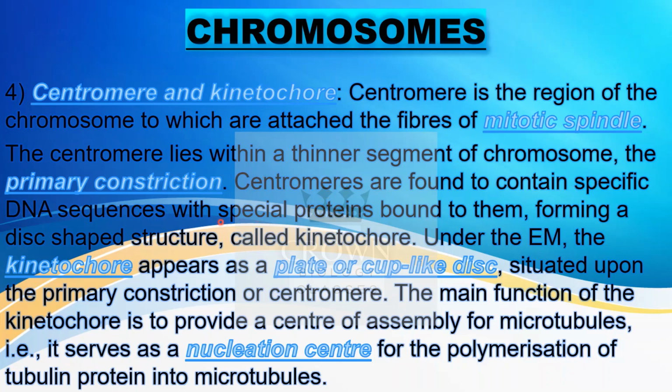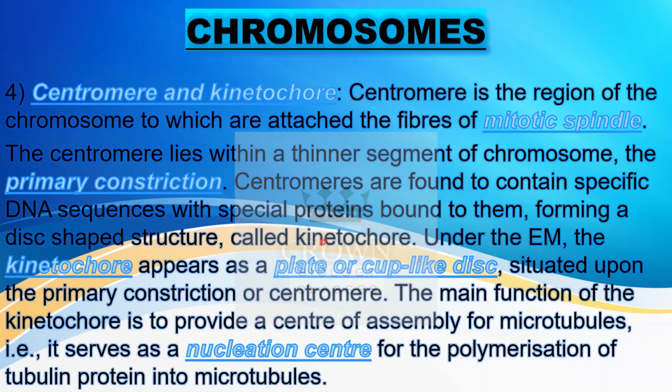Centromeres are found to contain specific DNA sequences with special proteins bound to them, forming a disc-shaped structure that is called kinetochore. So this kinetochore is a centromere region that contains specific DNA sequences and special proteins. This kinetochore is a complex of proteins associated with the centromere of a chromosome during cell division, to which the microtubules of the spindles are attached. Under the electron microscope, the kinetochore appears as a plate or cup-like disc situated upon the primary constriction or centromere.